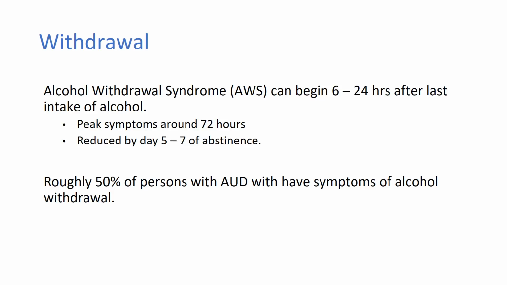So we will go through each treatment more specifically, but at first I just wanted to address withdrawal and give you a definition for it. Alcohol withdrawal syndrome, or AWS, typically begins between 6 and 24 hours after the last consumption of alcohol. You'll typically see it peak, so at its worst, within 3 days, and then 5 to 7 days afterwards, you'll start to see a decrease in symptoms. It's worth noting that about half the people with alcohol use disorder will have symptoms of alcohol withdrawal when they quit.